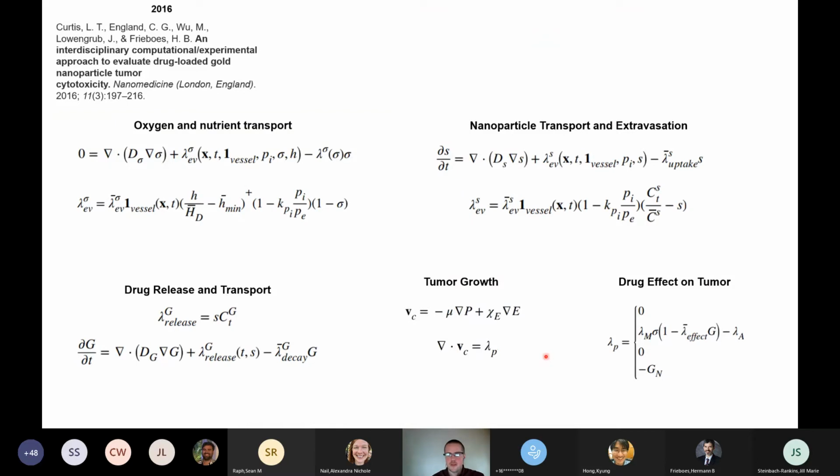In the model, oxygen and nutrient transport is accomplished through a discrete vasculature by a steady-state diffusion equation with pressure-dependent extravasation from the vessels.